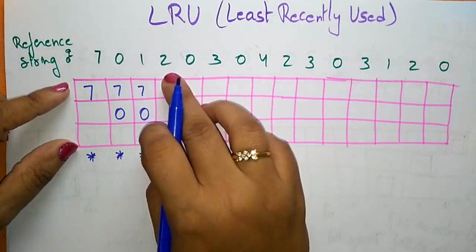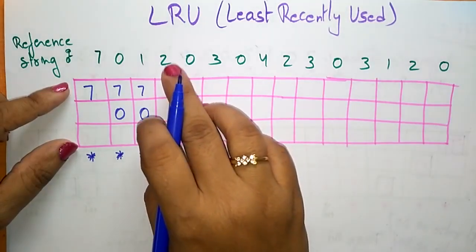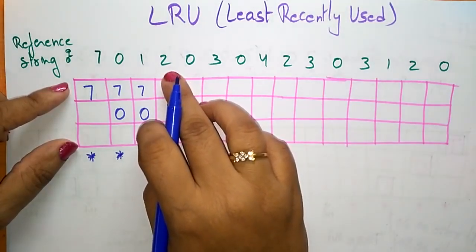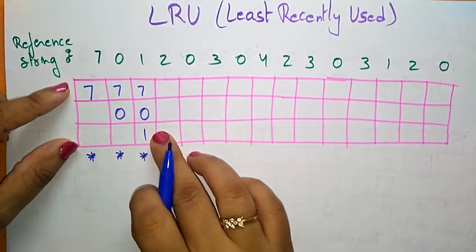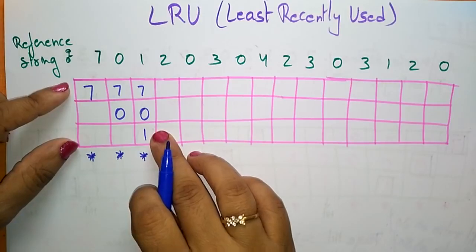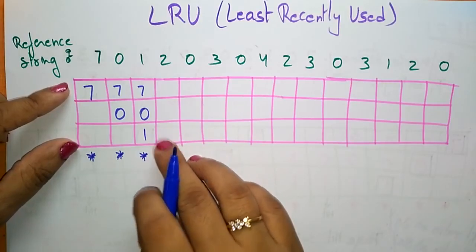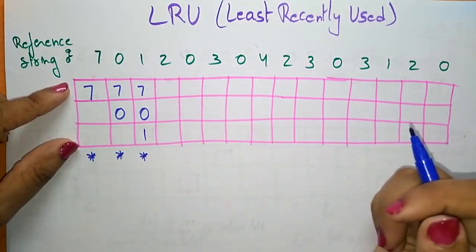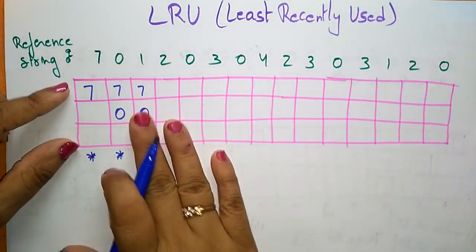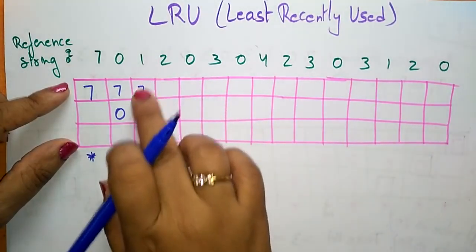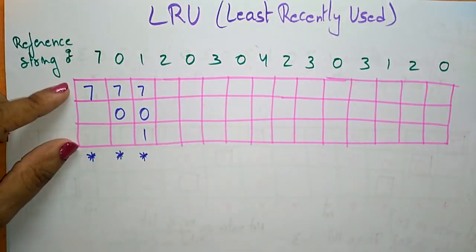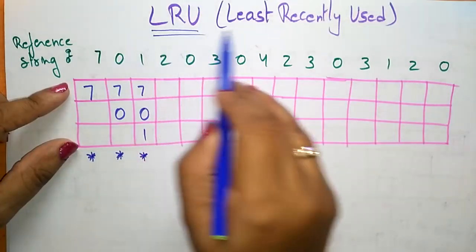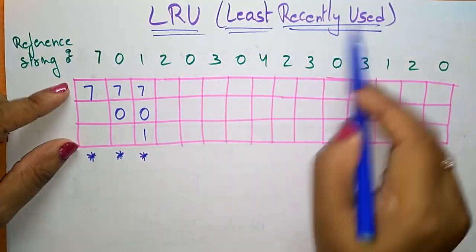Now I have to place 2. The user is demanding page 2, but 2 is not present in the RAM, so it has to be brought from the disk and placed in the main memory. But the main memory frames are already full. So we have to replace a page, that is the page replacement technique. I have to use the least recently used page replacement technique.